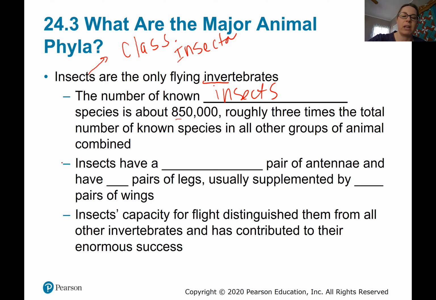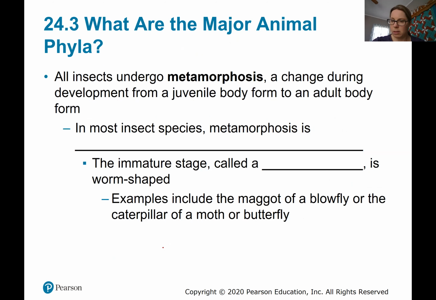Insects will have a single pair of antennae, 3 pairs of legs or 6 legs, and then typically 2 pairs of wings. And their ability to fly has really helped with their success in evolving and becoming successful organisms. We mentioned that some organisms in this area, like the insects, have to molt, but they also undergo metamorphosis.